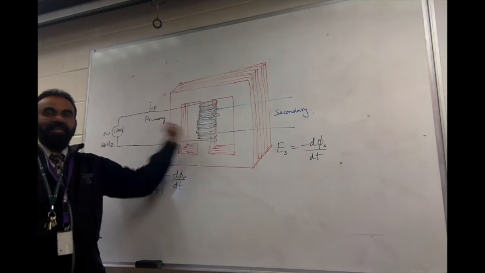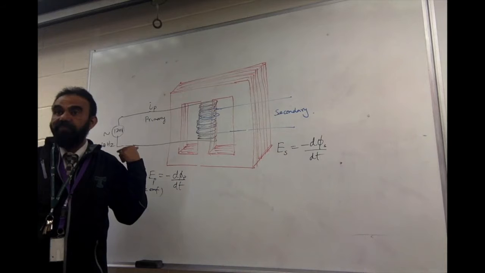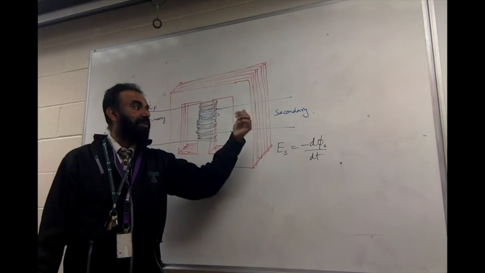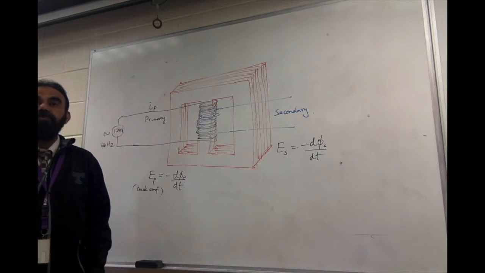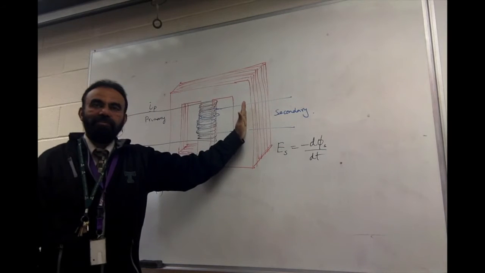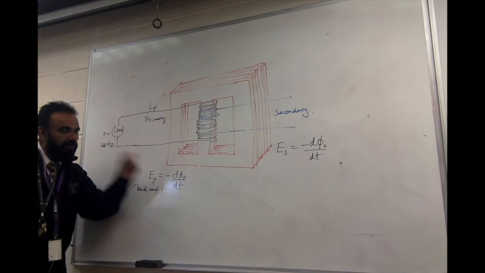So in a transformer, both are there. How the primary is getting this kickback is actually because of self-induction. How is the secondary getting its EMF? Is because of the same effect, mutual induction. Whatever is happening here causes an effect on this side. That's called mutual induction.